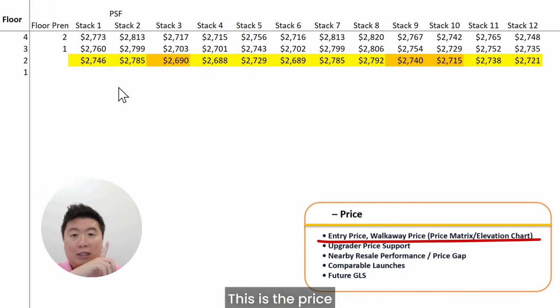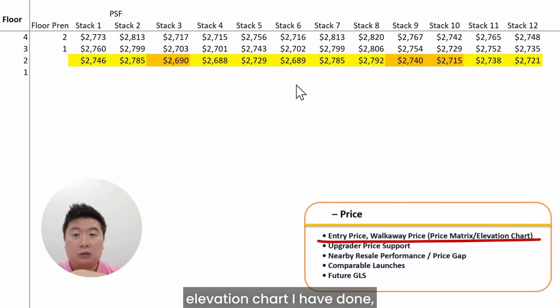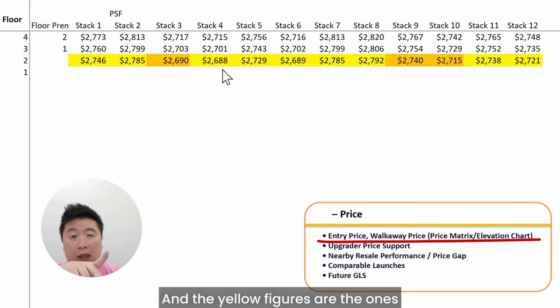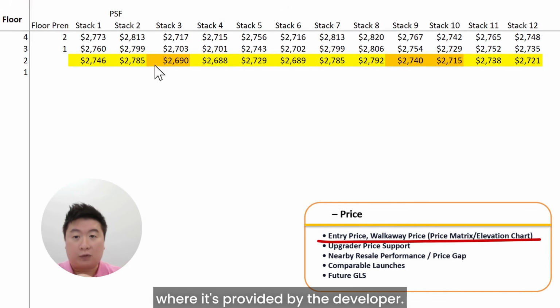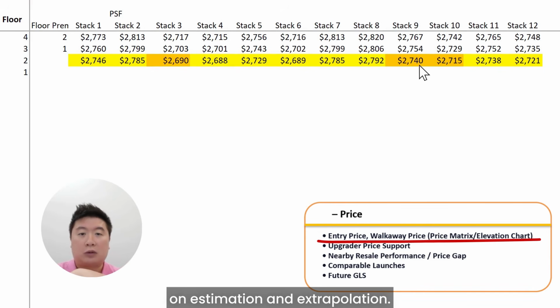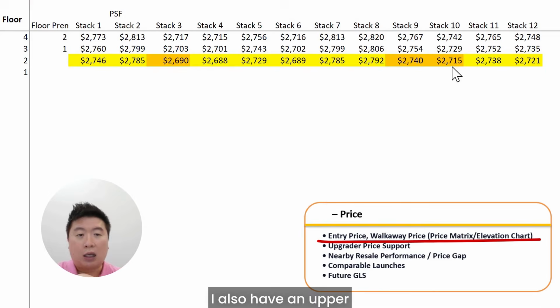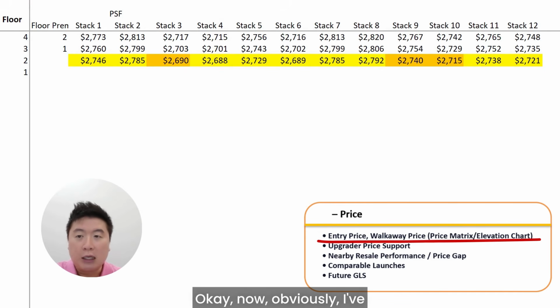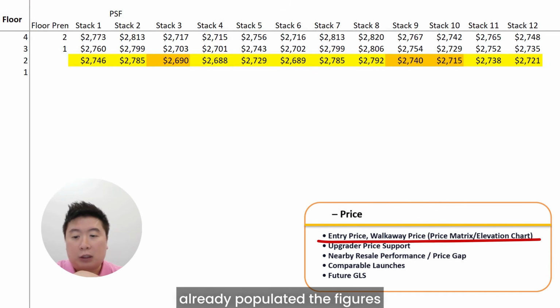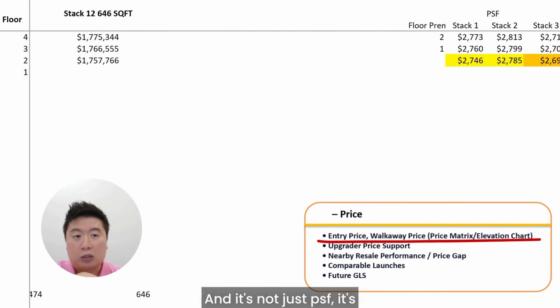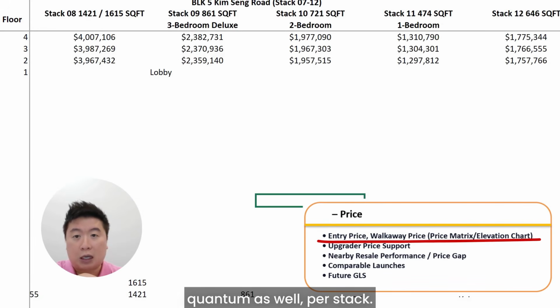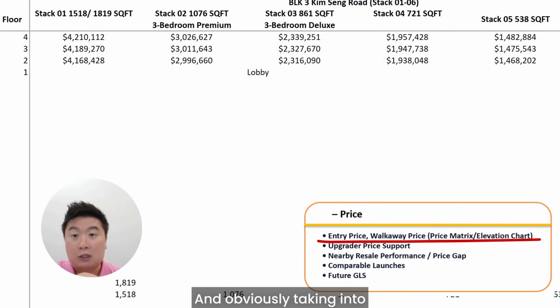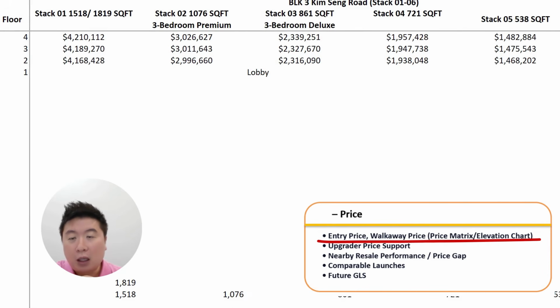All right. So this is the price elevation chart I have done, same as the one as Penrith. And the yellow figures are the ones provided by the developer. The orange figures are the ones that I have done based on estimation and extrapolation. I also have an upper bound and lower bound. So what you're seeing here is just the upper bound. There's still a lower bound one. Now, obviously, I've already populated the figures all the way up to level 62, and it's not just PSF, it's quantum as well per stack. And obviously, taking into consideration like the level 44 being bigger square feet, etc. And a different PSF as well, different starting PSF.